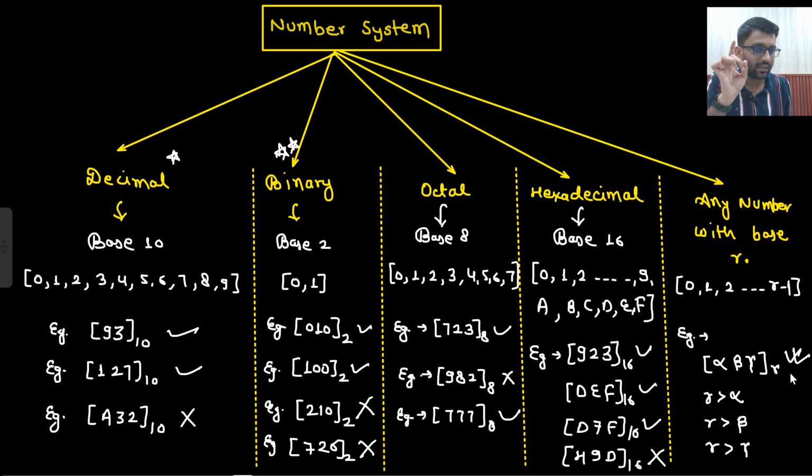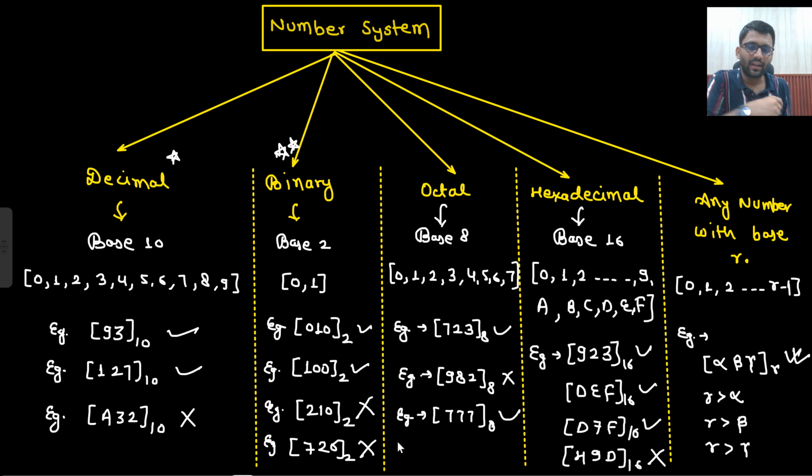Are you getting this point? The written base has to be greater than all these values, alpha, beta, gamma. Then only it will be acceptable. Even if it is near, let's just say 2 is there, even if it is equal, then also it is wrong. It cannot even be equal. It has to be greater.